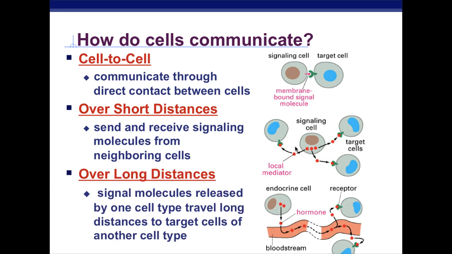And then you have long distance communication. You've probably heard this word hormone before, and this is long distance communication between cells. This is how a cell that would be in your brain could communicate with a cell that is in your foot, or a cell that's in your abdomen could communicate with a cell within your arm.